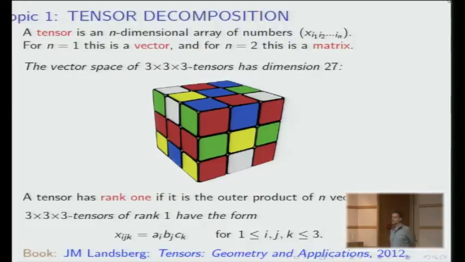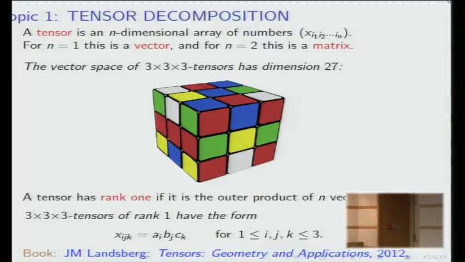Okay, so let's start with tensors. So for me, a tensor is an n-dimensional array of numbers, x_ijk. So for n equals 1, such an array is called a vector. For n equals 2, don't smile, I'm competing for the most elementary talk, this is a matrix. And then for n equals 3, we have these 3-dimensional arrays. So for example, this is a picture of a 3 by 3 by 3 tensor. So imagine this being filled with scalars in a field. So this space of these tensors is a 27-dimensional vector space.